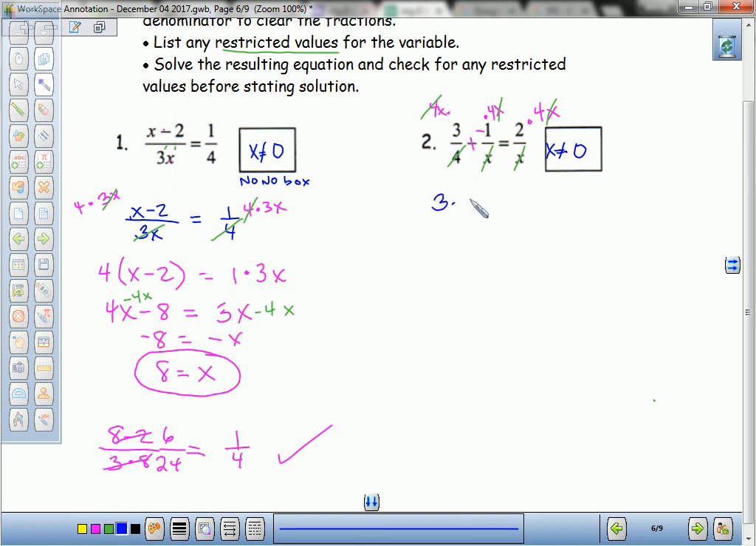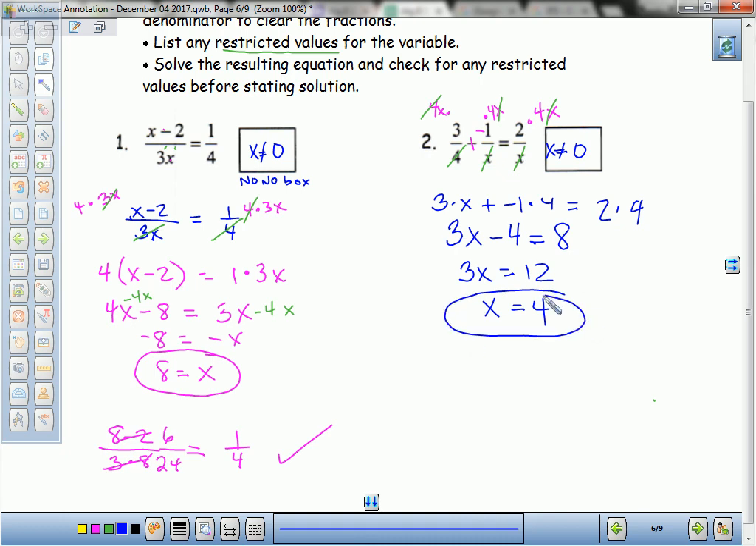We're left with a 3 times an x plus a negative 1 times a 4 equals a 2 times a 4. So 3x minus 4 equals 8. 3x equals 12. x is 4. Is that a restricted value? No. And you could plug it in to see if it works. 3/4 minus 1/4. Does that equal 2/4? Yes, it does. It checks.